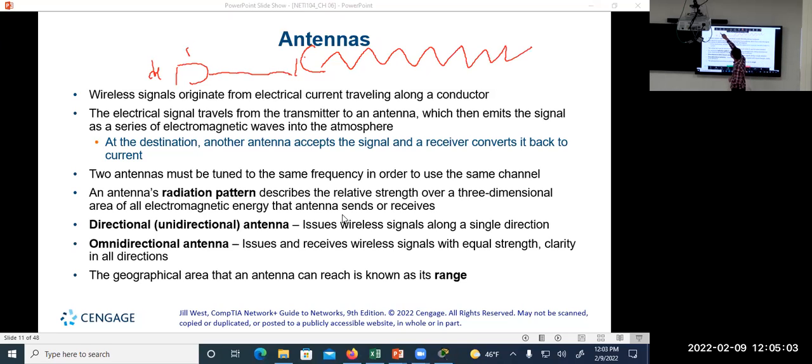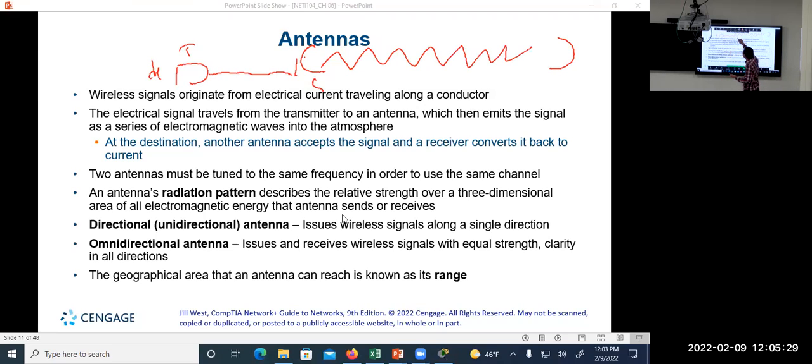You can think about this one, the transmitter here, to the antenna, which then emits the signal as a series of electromagnetic waves into the atmosphere here. At the receiving end, you receive this and convert it to the original signal here. And in order to have successful communication, the two antennas must be tuned to the same frequency.